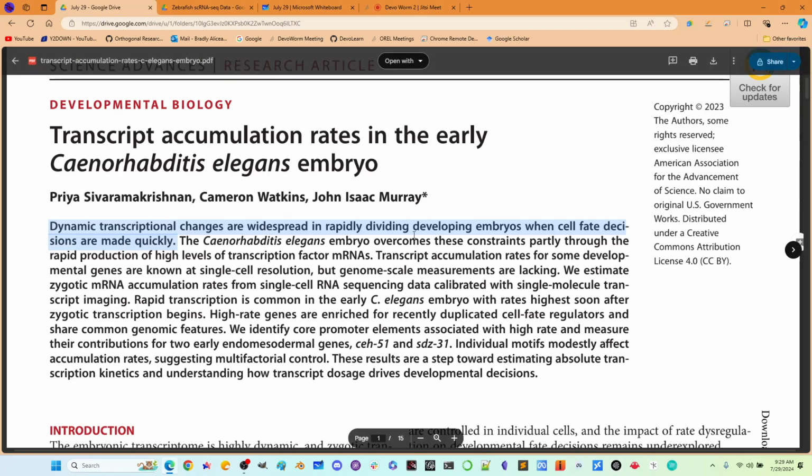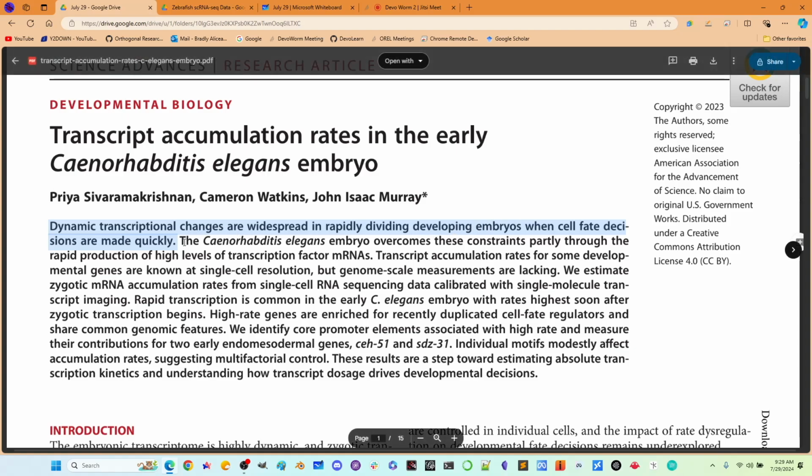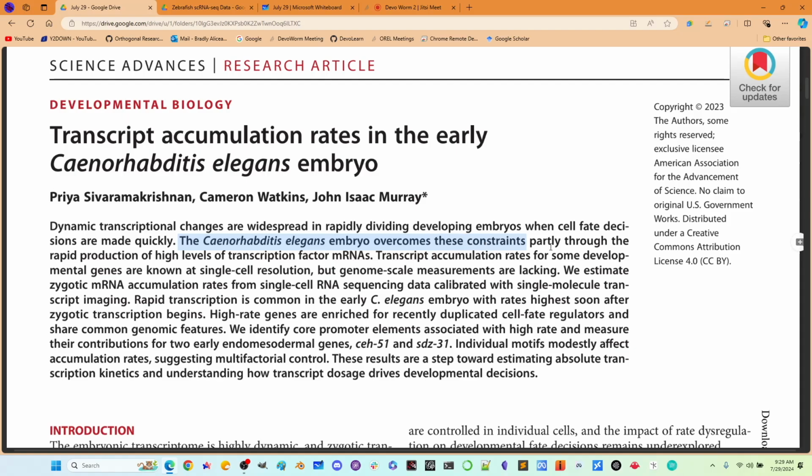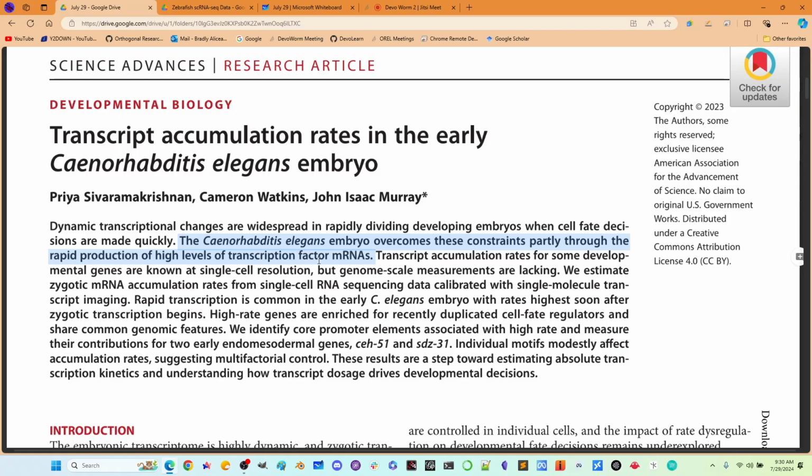And so this is what he's talking about with respect to these transcriptional changes, and you also have dividing cells, rapidly dividing cells in an embryo. The C. elegans embryo overcomes these constraints partly through the rapid production of high levels of transcription factor mRNAs. So in the embryo, because the cells are dividing so quickly, there's a lot of mRNA being made, at a very high level. And so, we think about gene expression in adult human cells or adult mouse cells or whatever. And there are these experiments you can do where you can actually turn off the transcriptional machinery with a drug treatment. And you can watch the decay of mRNA over time.